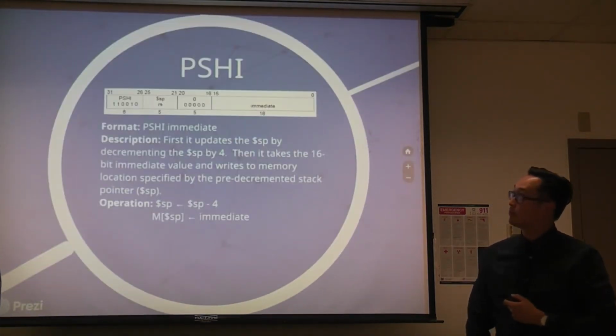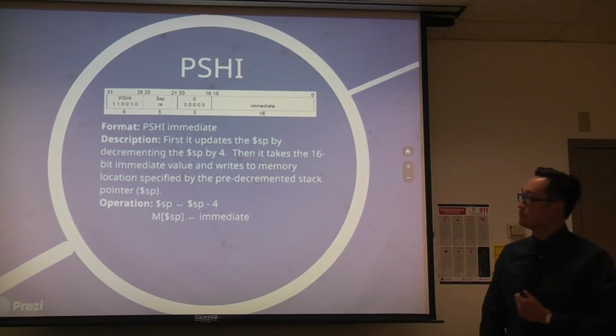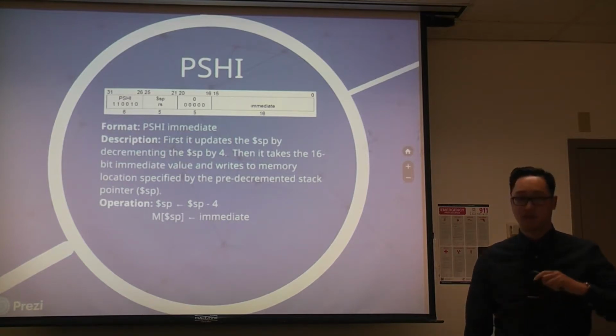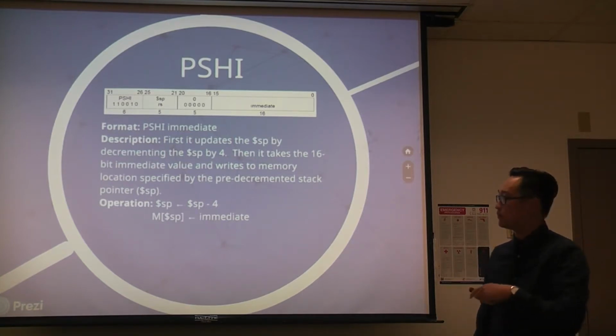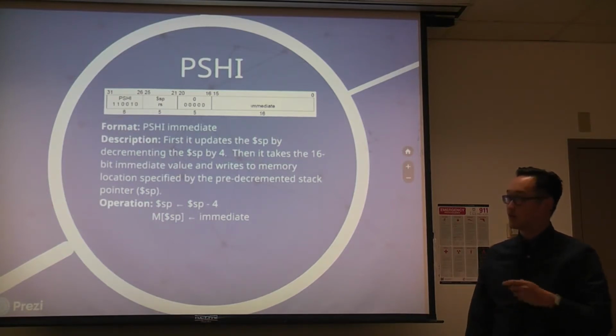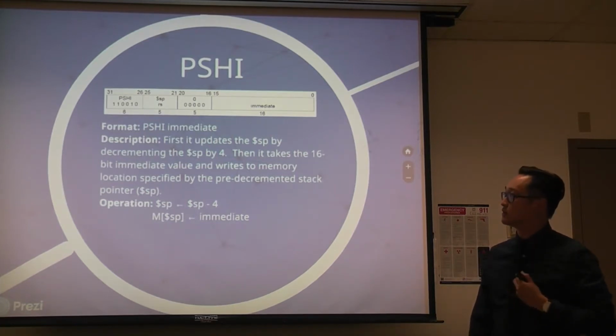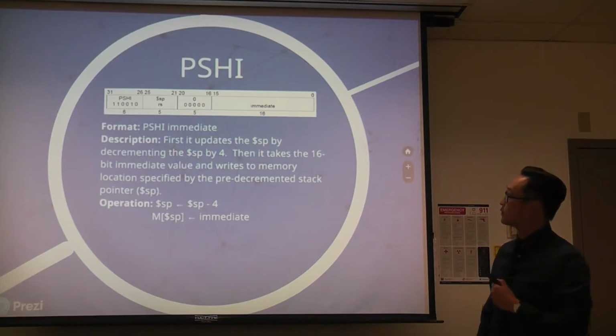Next we have our push immediate. This time it uses an I-type, and what we're going to do is the same thing as a push. We do the pre-decrement and then load the immediate into the stack. Just take the same sign extension. So we're going to go to the next one.